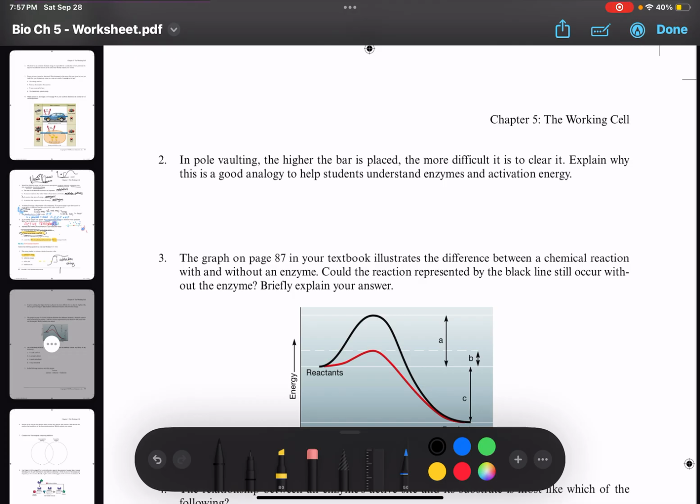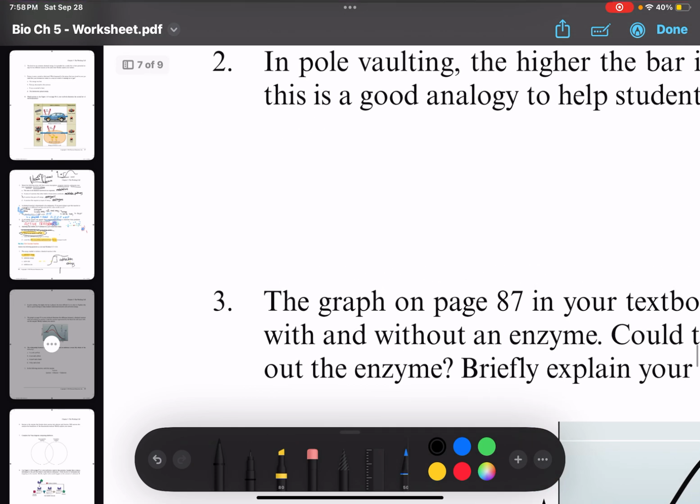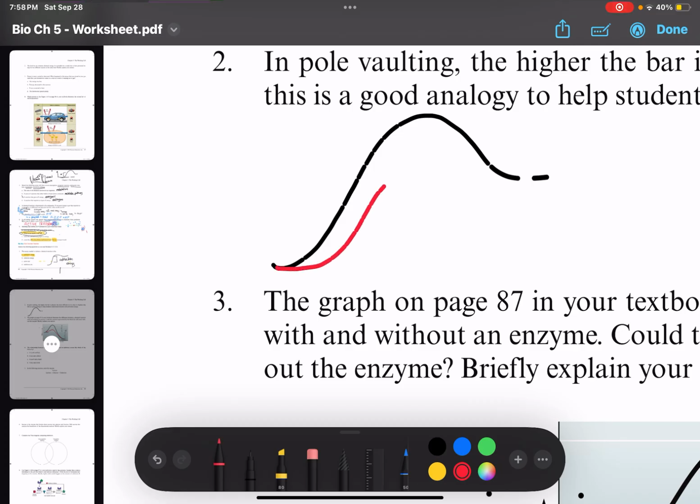Alright, I'm just going to write down the answer. In pole vaulting, the higher the bar is placed, the more difficult it is to clear. Explain why this is a good analogy to help understand enzymes and activation energy. Let's look at a normal chemical reaction. Let me draw an example. It would look something like this. And then this is the one with activation energy. This represents the time needed to do a chemical reaction.